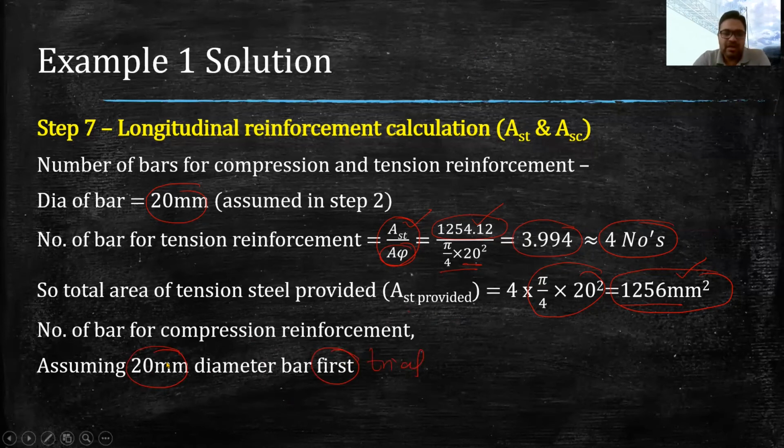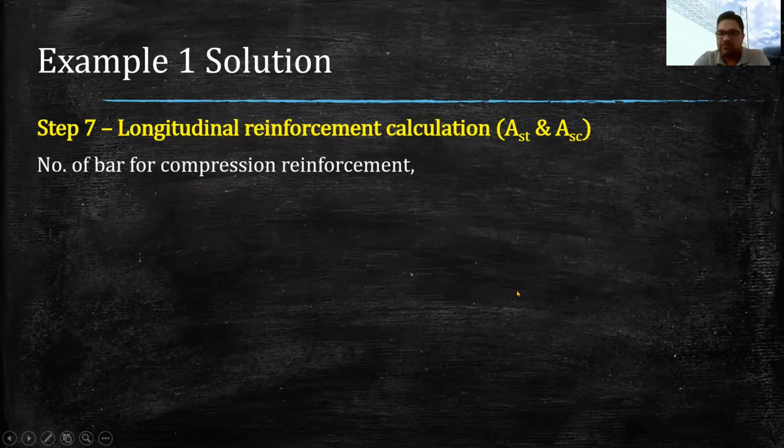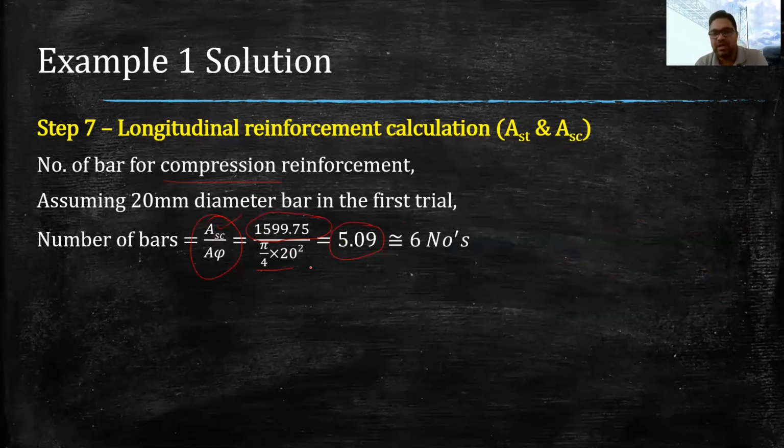So after assuming the 20 mm dia of bar, we can get the number of bars for the compression reinforcement, again using the same formula, but this time we are using ASC instead of AST. We are using ASC because we are calculating the area of bar, the number of bars for compression reinforcement. So ASC by Ab. ASC value is 1599.75 and area of cross section of one bar is pi d square by 4. So in this case, you can see the number of bars comes out as 5.09.